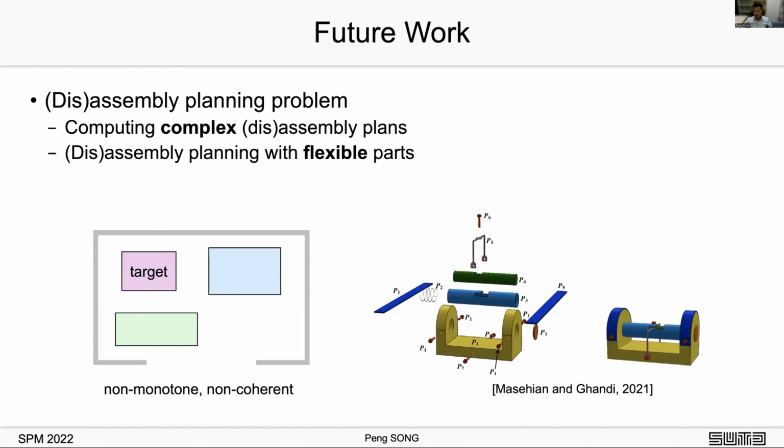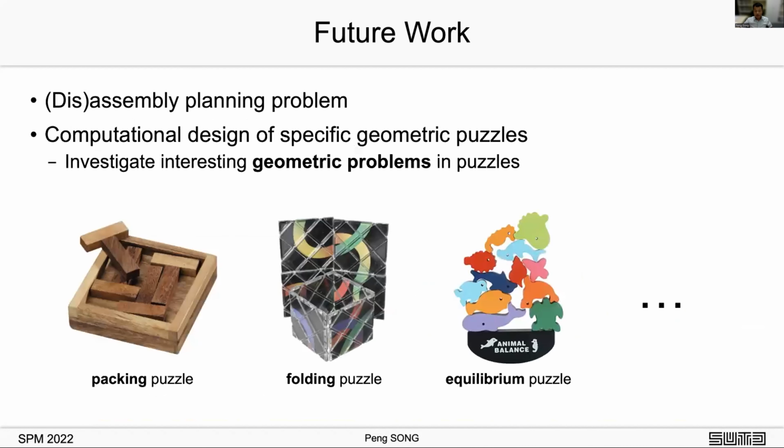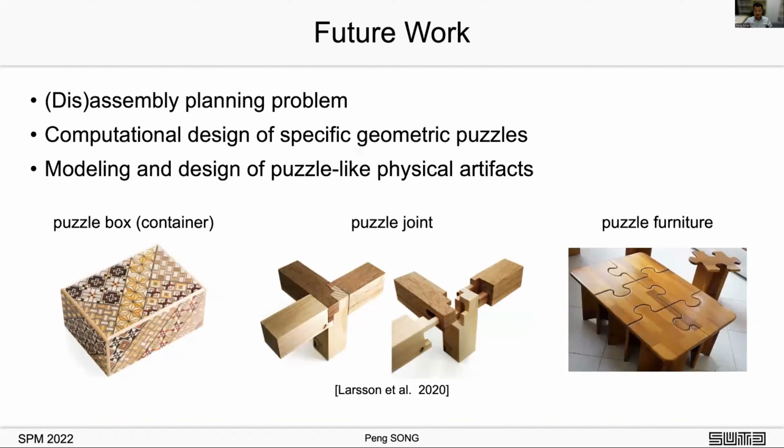Disassembly planning with flexible parts is quite common in mechanical engineering, since some mechanical parts are flexible. However, the problem is even more challenging. And the computational design of specific geometry puzzles, and studying interesting geometry problems in puzzles, can also be a future work. And the last future work is to explore potential applications of geometry puzzles.